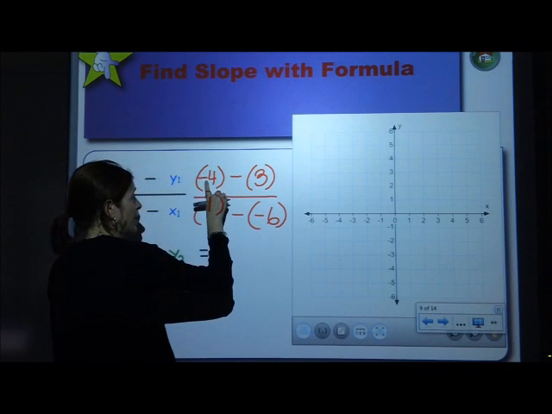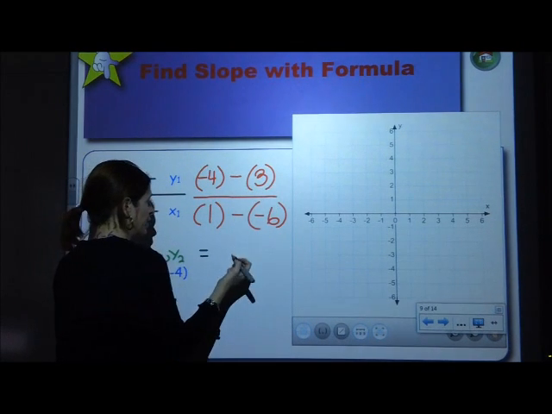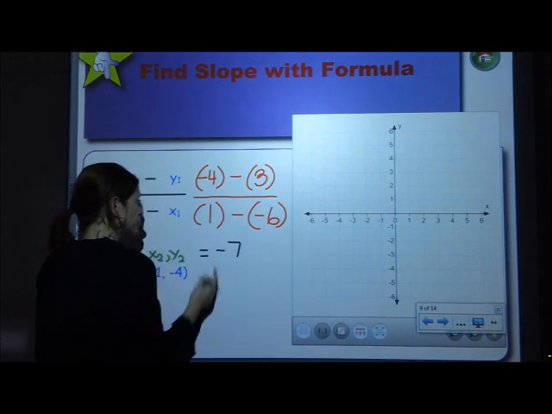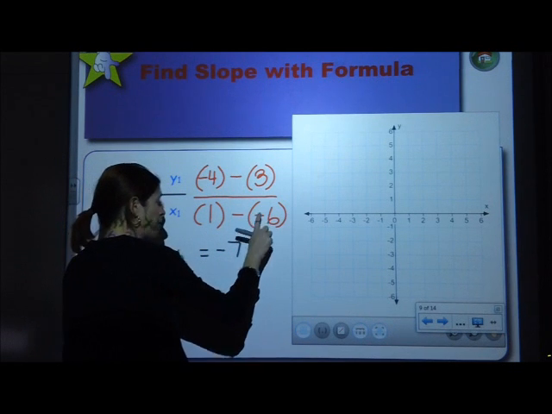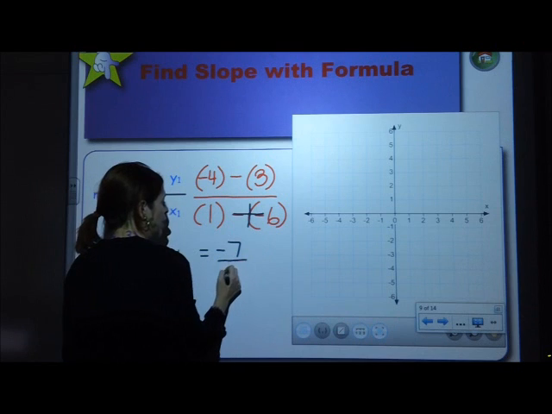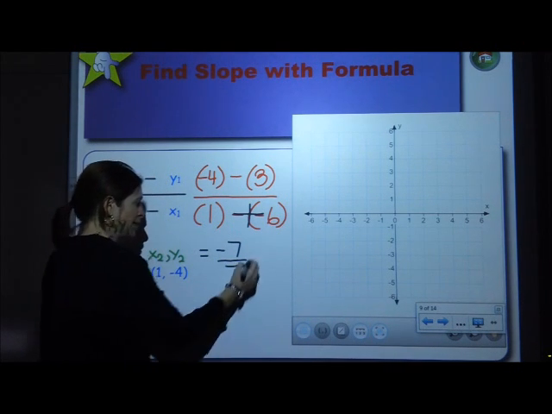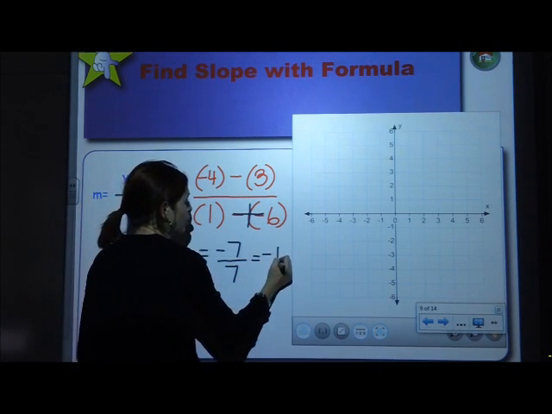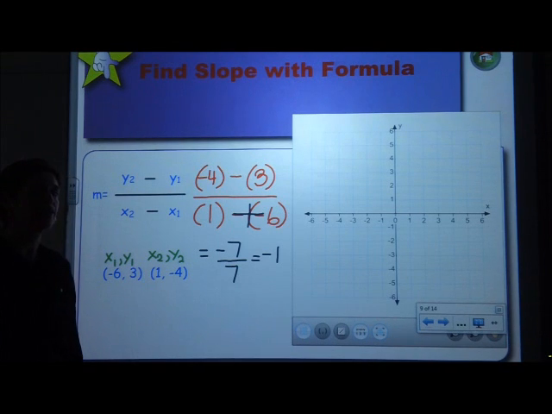Then I simplify. -4 minus 3 is going to give me -7. 1 minus -6 becomes plus, right? So we turn that to plus. So -7 over 7, which is -1. So my slope is -1.